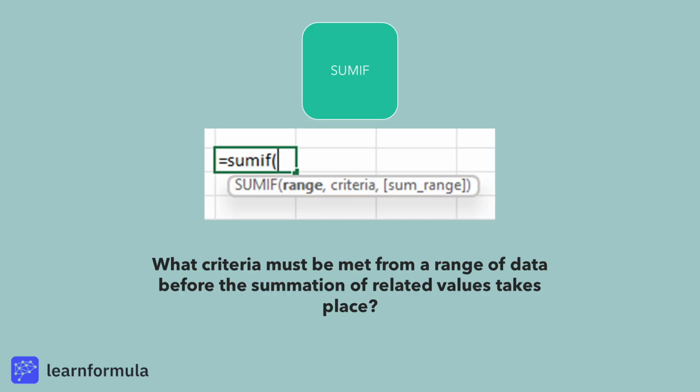The Sumif function consists of three parts. The first is the range of data to be investigated. The second is the criteria to be met within that range. And the last is the data set to be added based on the criteria specified for the specific range. In other words, what criteria must be met from a range of data before the summation of related values takes place.